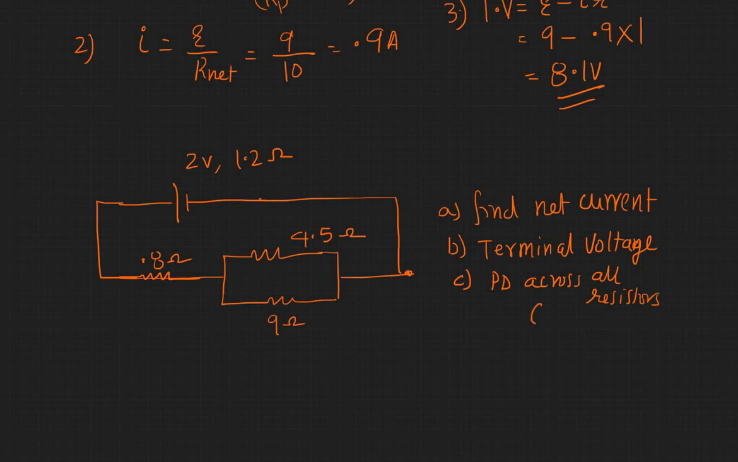So this you should get as 1.2 volts. The terminal voltage should be 1.52 volts, and the net current would be 0.4 amperes. So try this problem.